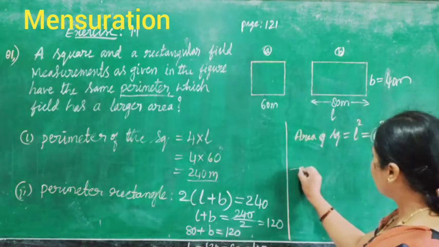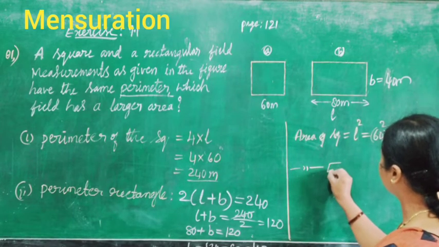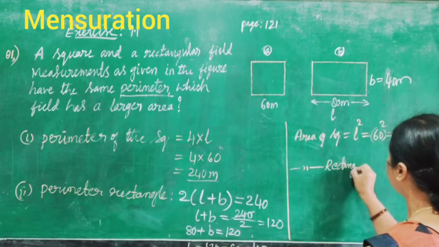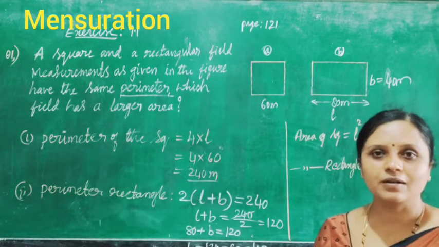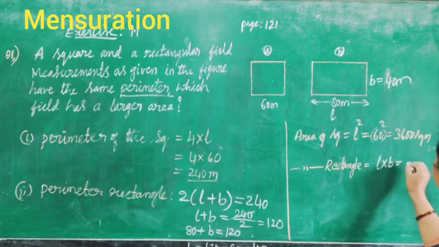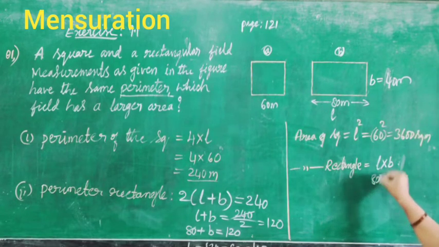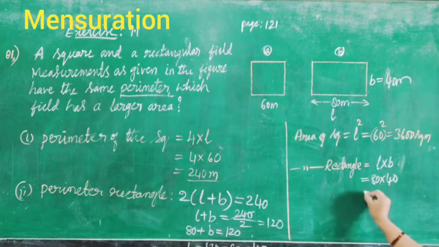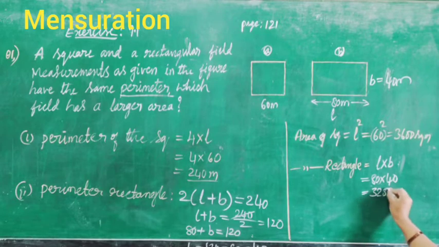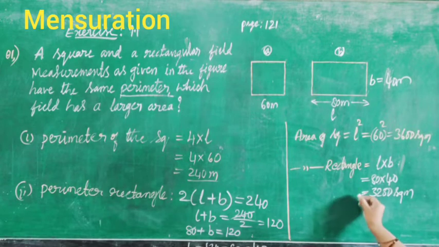So what about the area of the rectangle? Area of rectangle is what? That is L into B. So what is L here? L is 80, B is 40. Multiply these two, we get 8 fours are 32. So you write these two zeros. This is square meter.